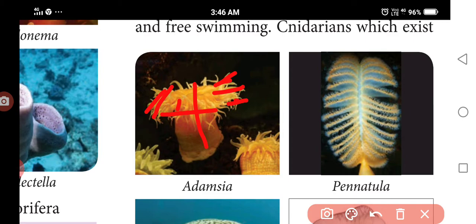Tentacles capture the prey, and they are also a defense mechanism for escaping from predators. Mostly they are diploblastic animals. Diploblastic means the body develops from ectoderm and endoderm. So these are coelenterate animals.